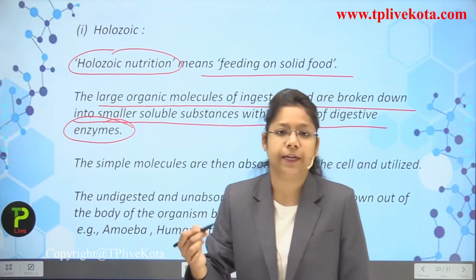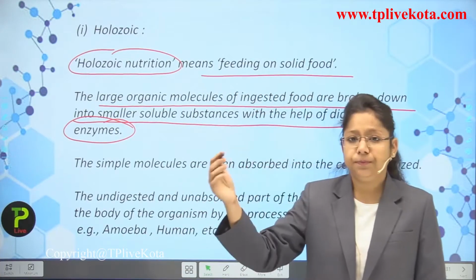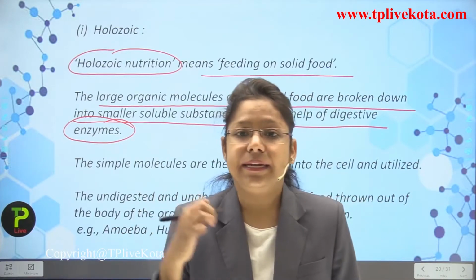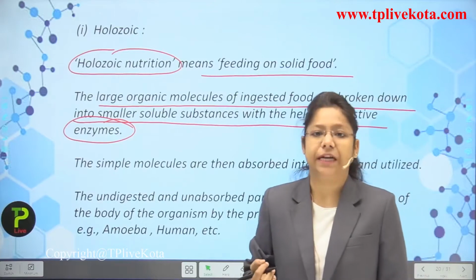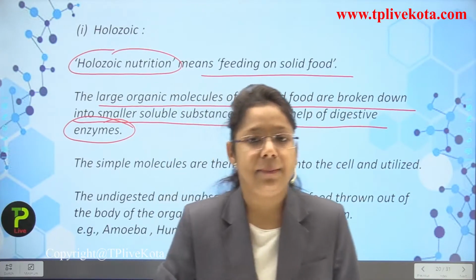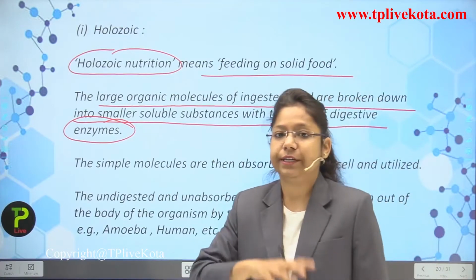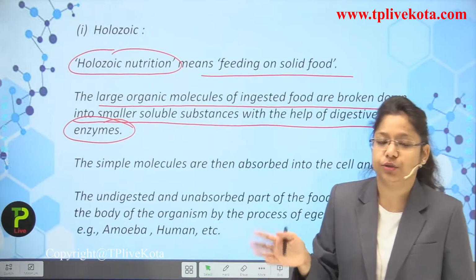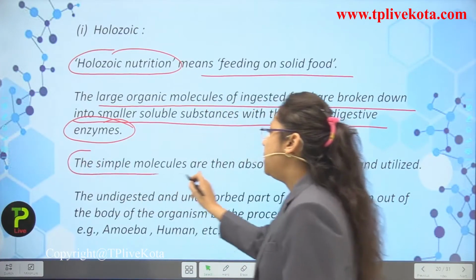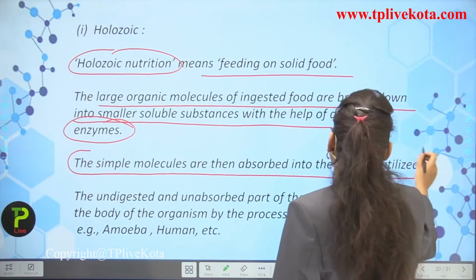The beef protein, or we can say the pork or meat or chicken. Now we are eating these, so they are complex materials. Now the enzymes which are present in our body will help the food to convert into simpler substances which are utilized by the cells. Okay, students. Now the simple molecules are then absorbed in the cell and utilized.